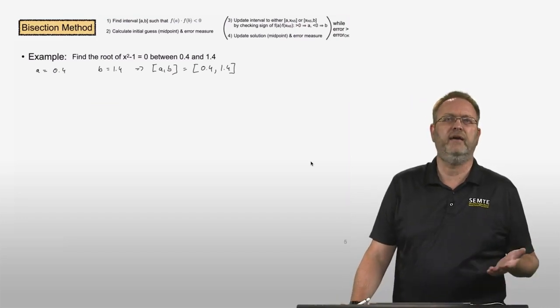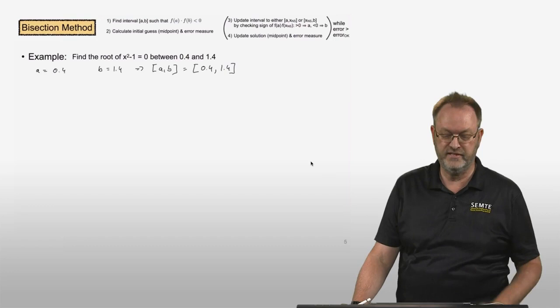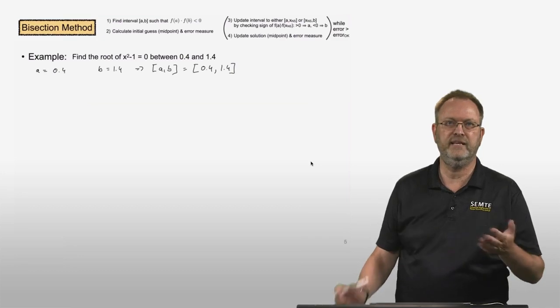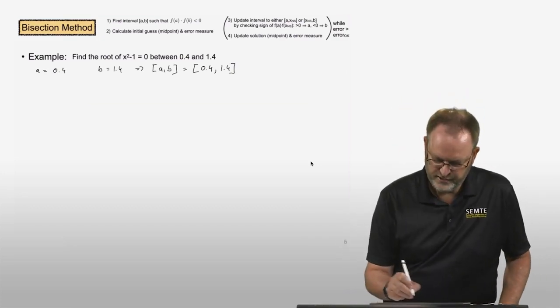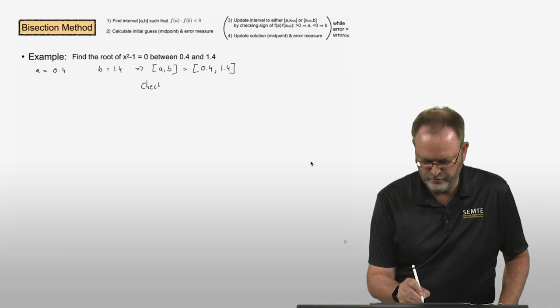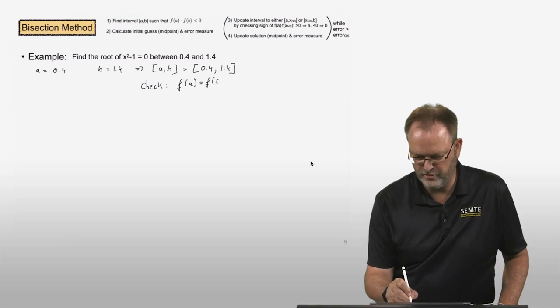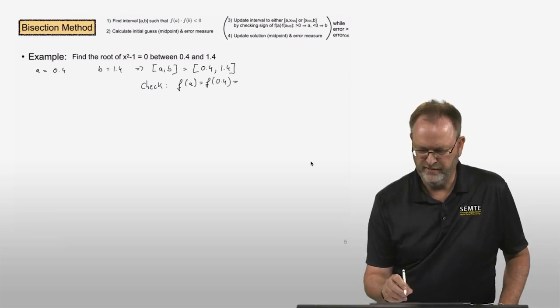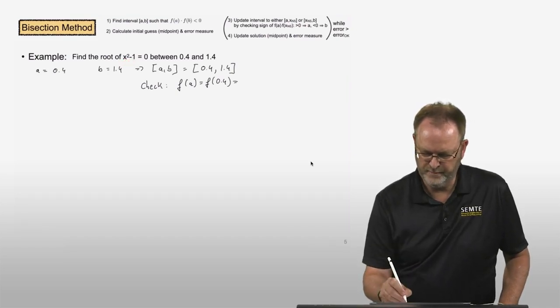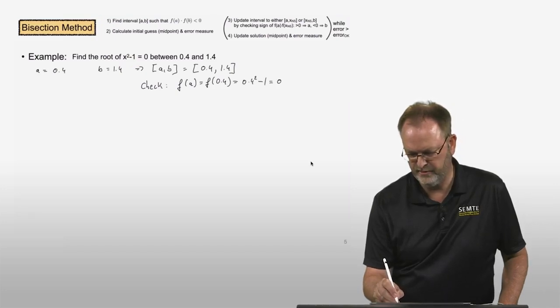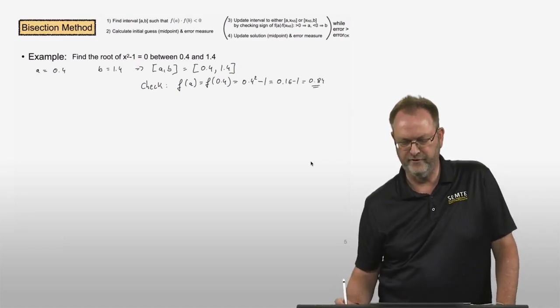Now, it's a good idea to check whether there actually is guaranteed to be a root in this interval by finding out what is the function value of a and what's the function value of b, and see whether there is a sign change. So let's do this check here. I'm going to check whether there's a root in there. So I'm going to calculate f of a. That would be f of 0.4, which, if I plug this into the function here, this would be my f of x. That would be 0.4 squared minus 1. That's 0.16 minus 1. That is equal to 0.84. That's my f of a.